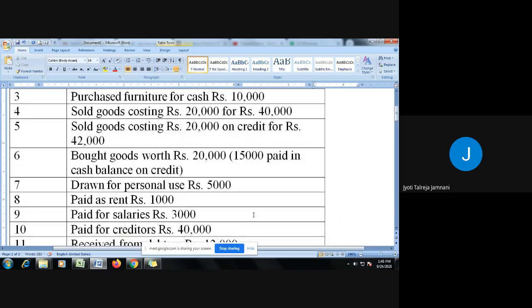Now the fourth transaction, sold goods costing rupees 20,000 for rupees 40,000. Now see what they're selling. They have not mentioned how, so when it is not mentioned, we assume that it is on cash.